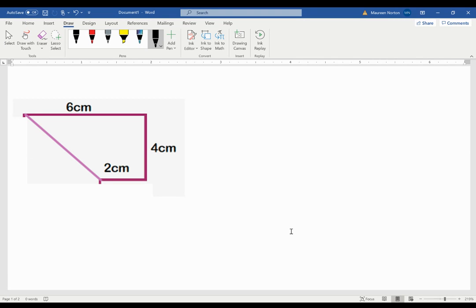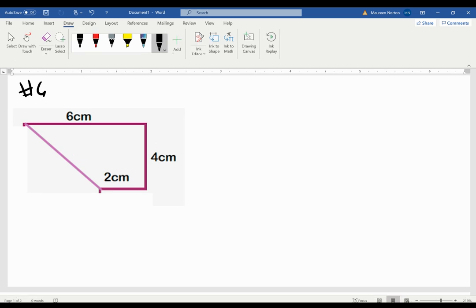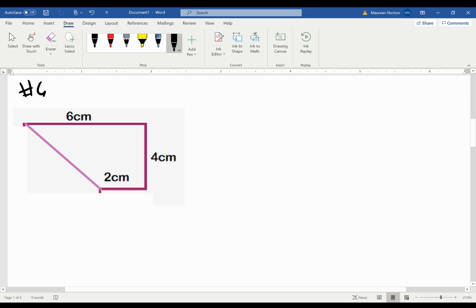Morning. We're looking at the area. This is number 6 from our worked out problems. And we're looking at the area for this. So when we're looking at the area, we want everything that's inside. We're going to see how many squares we can put in here.